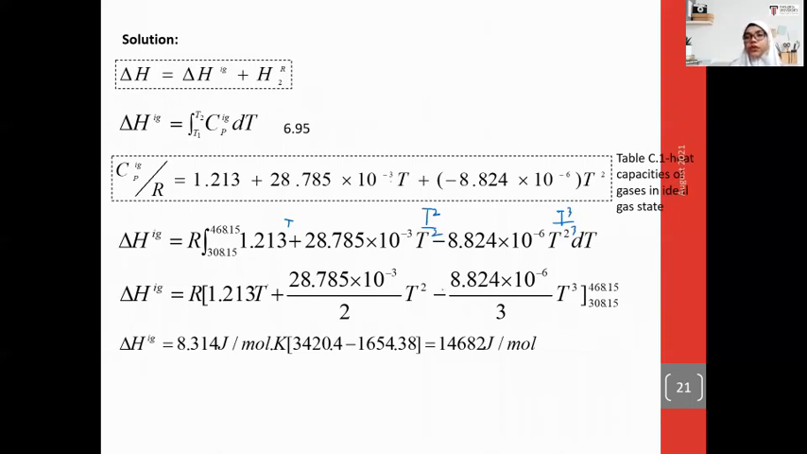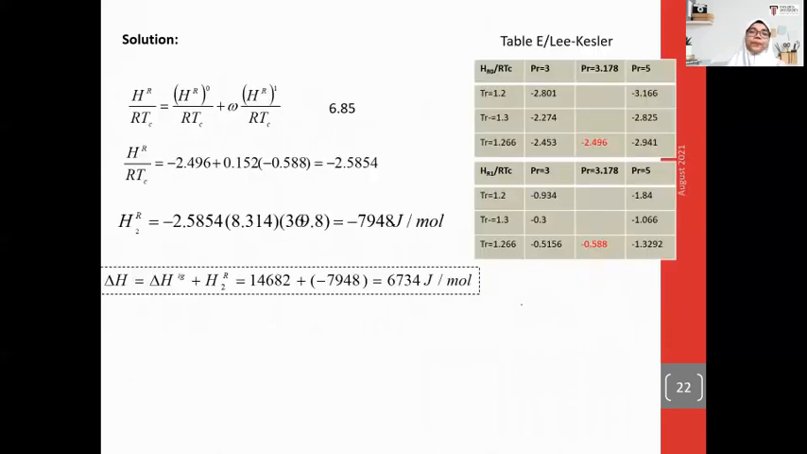You may also use your scientific calculator to perform this problem. So finally, you can get the answer. The delta Hig is equal to this value.